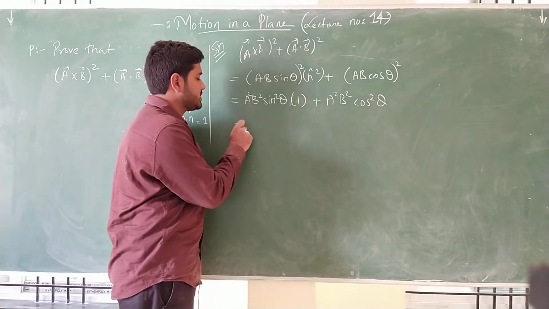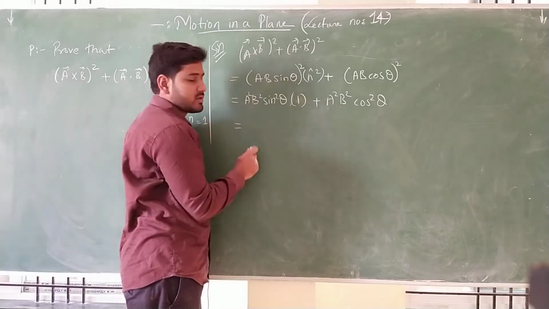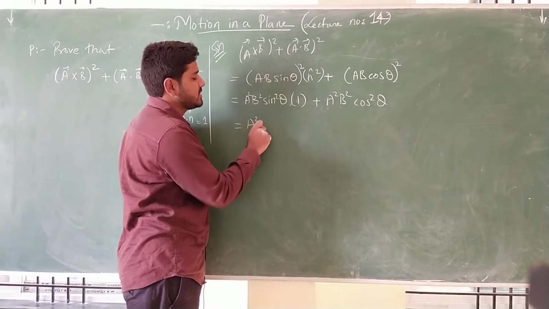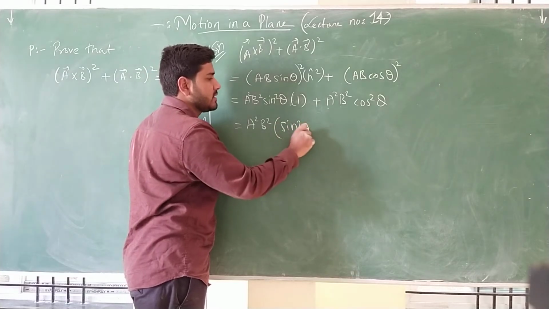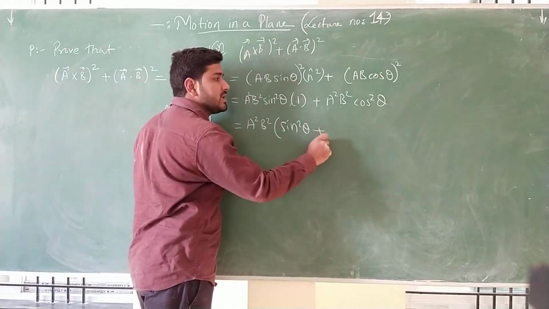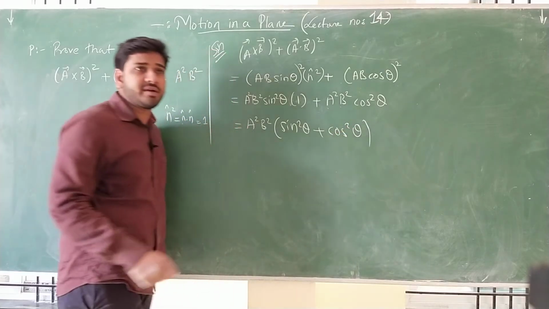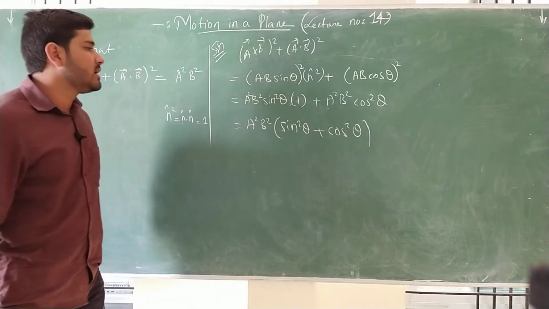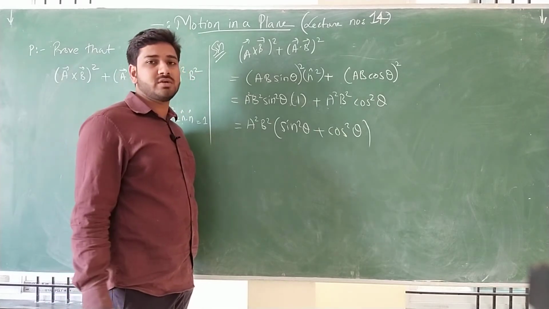Now just take A square B square common. So I will take this A square B square common. So here what is left is sin square theta, plus there what is left is cos square theta. So if you go to trigonometry, then sin square theta plus cos square theta is equal to 1.